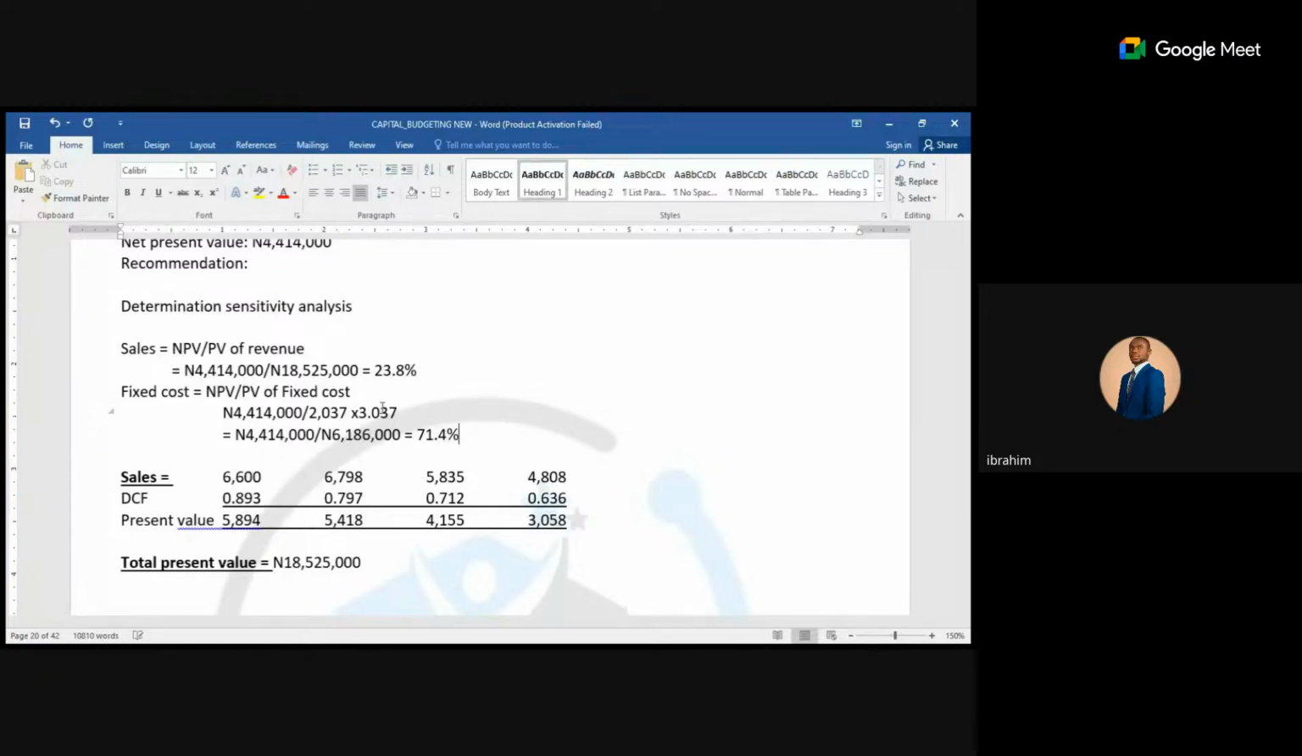71.4%. So thank you. So we can analyze this. Mr. Abi, sorry. Please, in doing for fiscal, so there is no need to consider the tax saving, right? No. Okay.